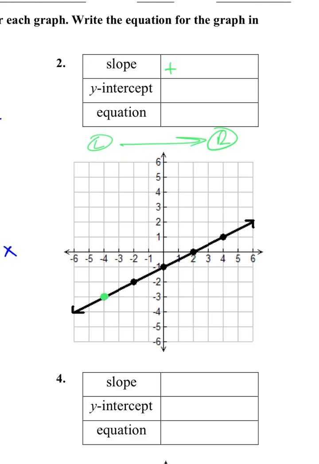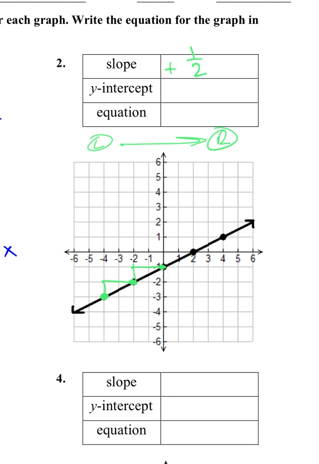Draw a slope triangle. So I'm going to go 1 up, that's my rise, over my run, which is 1, 2, which brings me to my next point. So my slope is 1/2. Let's check it. 1 up, and then 1, 2 to the right.